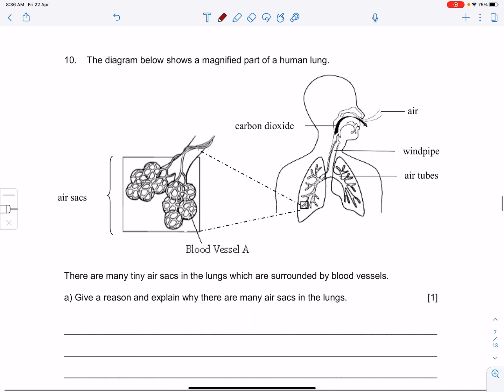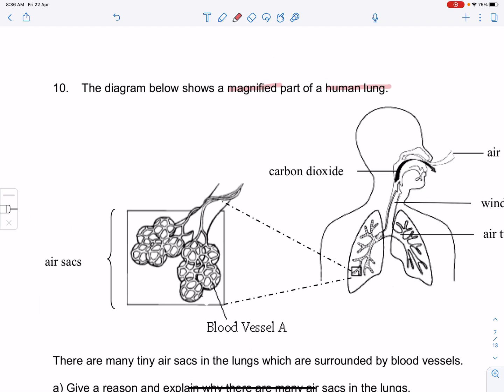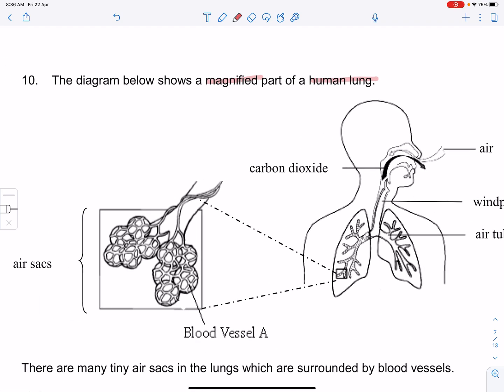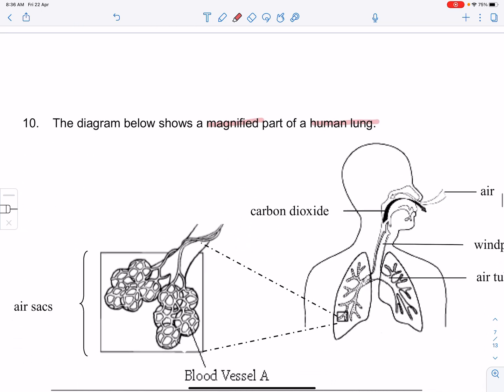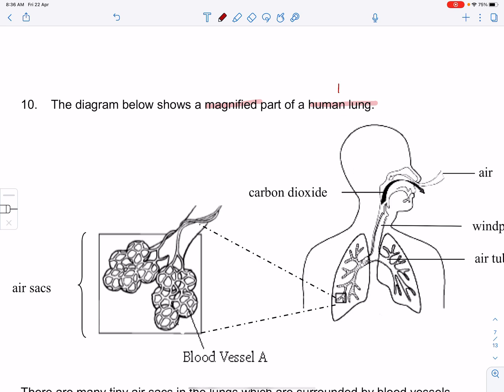Okay, next question. The diagram below shows a magnifying part of a human lung. So in an exam, okay, this is a topical practice paper on respiration. So it is very apparent and only logical that all the questions are related to the topic of respiration. So basically, if you look at this, the part that mentions the word lungs would actually signal to you that it's the respiratory system.